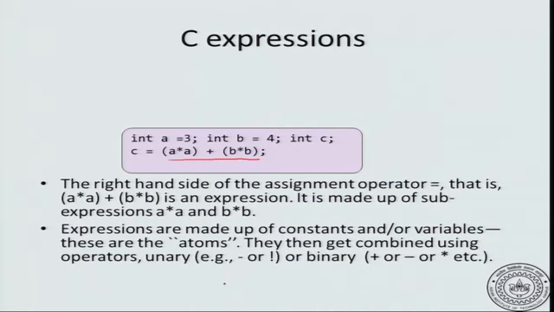Now, operators can be unary, that is, they take one argument. For example, the unary minus: minus 3 is a negative number. Similarly, the not operator that we have seen in connection with logical operations, so not of 0, for example. This is the logical negation operator, and both of these operations take one argument.